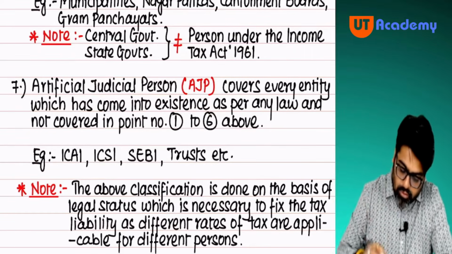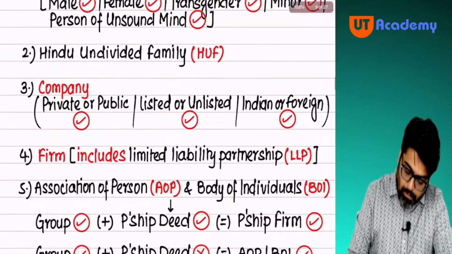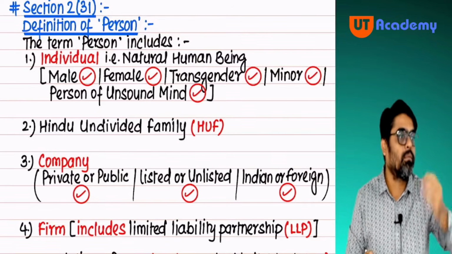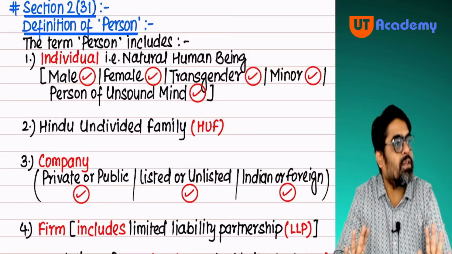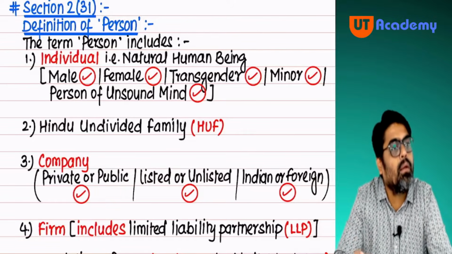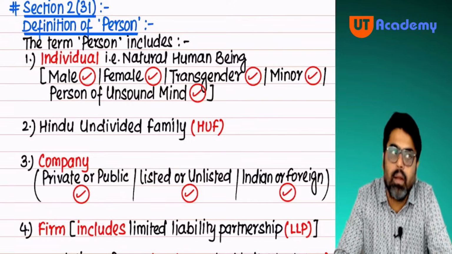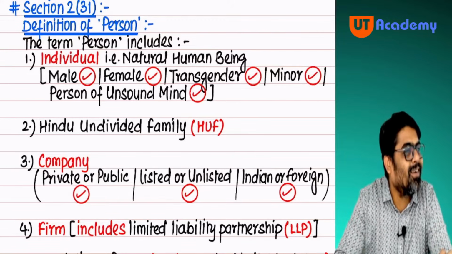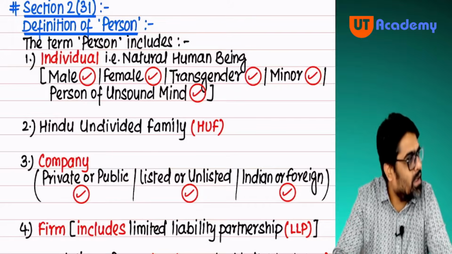Getting my point? So number 1, who is a person? Come on, tell me. Individual. Now, who is individual? Natural human being. Natural can be a male, it can be a female, it can be a transgender. Yes or no? Even a minor child is individual only. Minor child, you know, no?